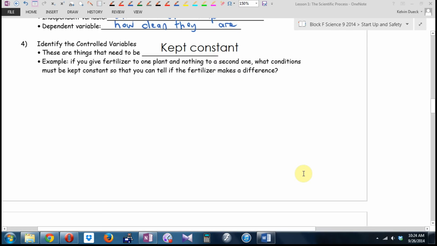So, example. The fertilizer one that we were talking about. If you give fertilizer to one plant and nothing to the second one, what are some other conditions that you might need to keep constant so that you could tell if it was only the fertilizer that was making the difference? Use your brains, use your science nerd knowledge. What do you think?